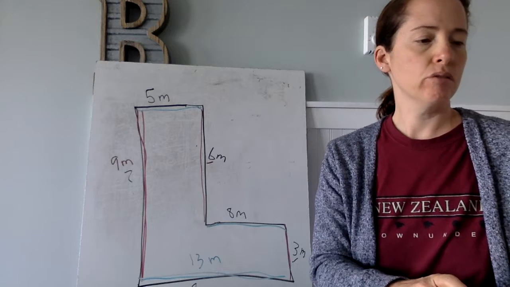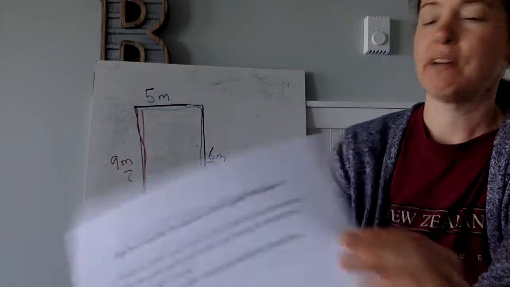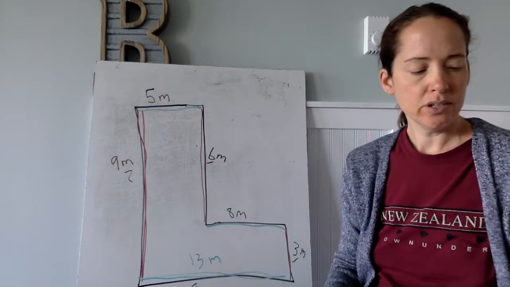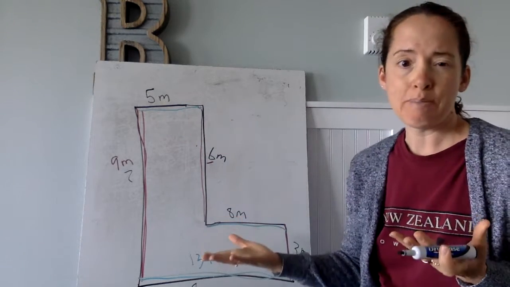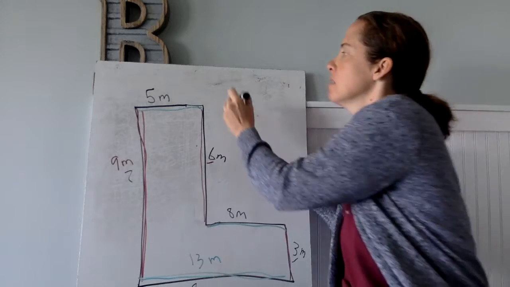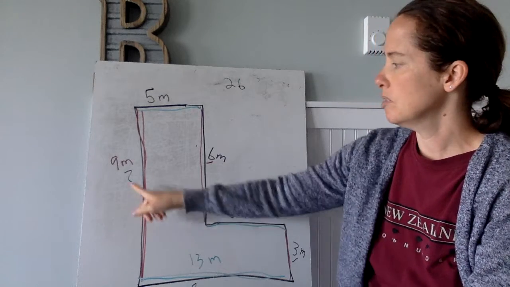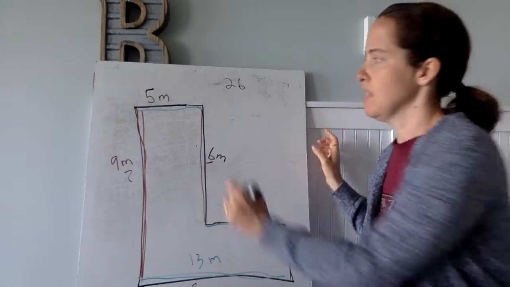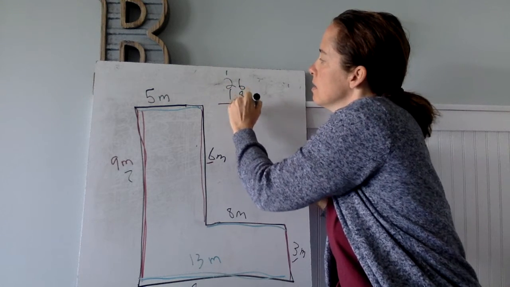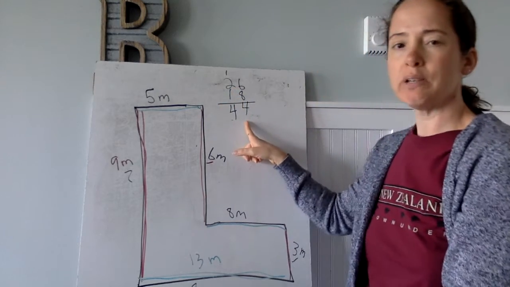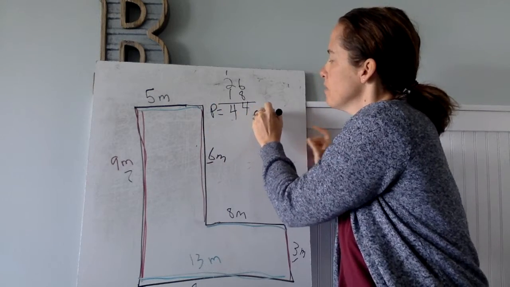I'm going to go back to my tips. The third one is add up all the side measurements to find the perimeter. Well, what I'm going to do is I'm going to know that this side is 13, but so is the opposite side. So I have two 13s, which is 26. And then I have my widths, which is 9, and this is going to be 9 as well, which is 18. So my perimeter for this irregular shape is going to be 44 meters.